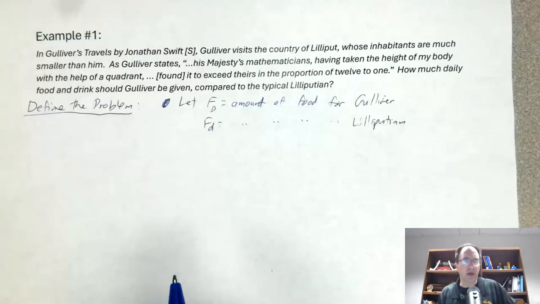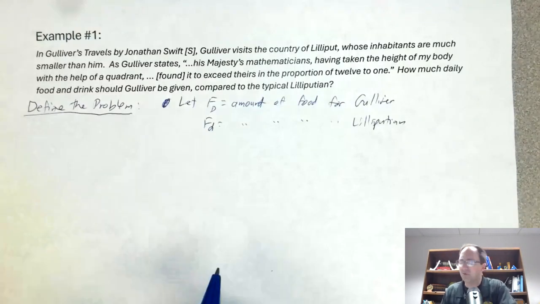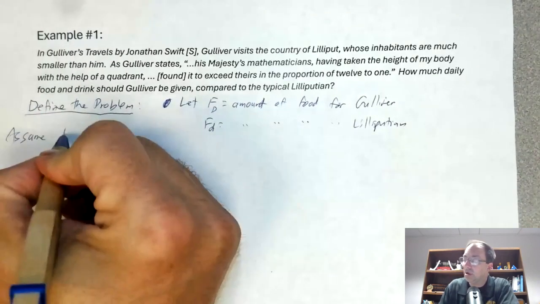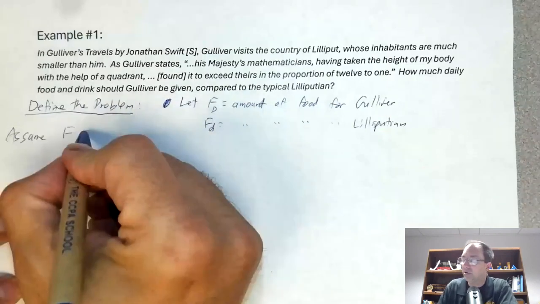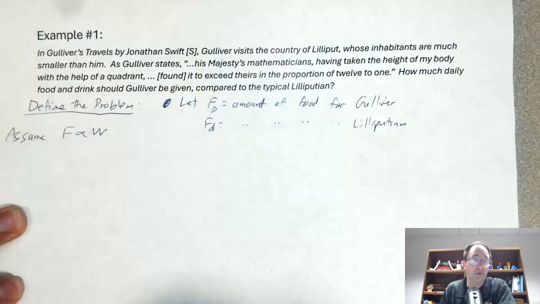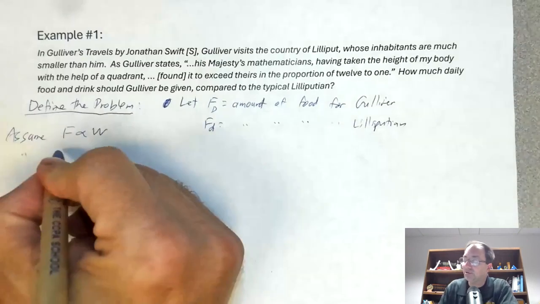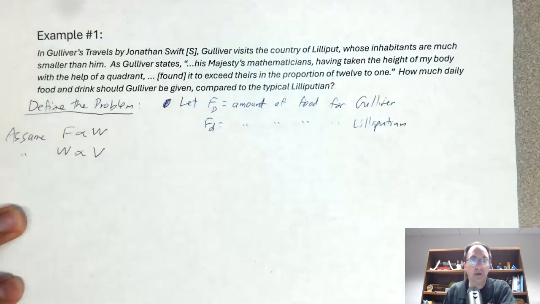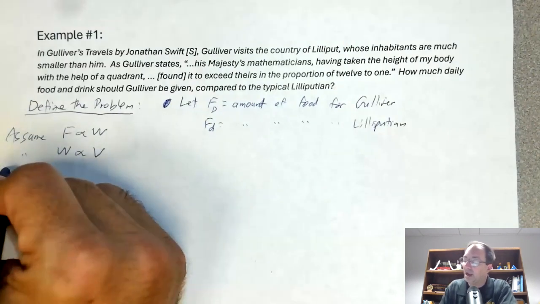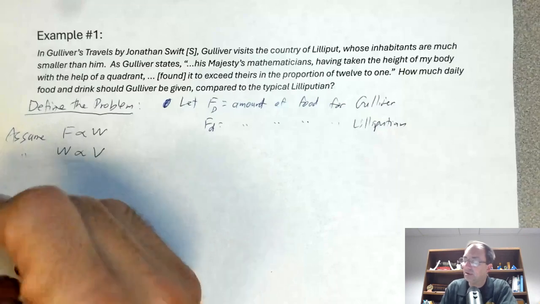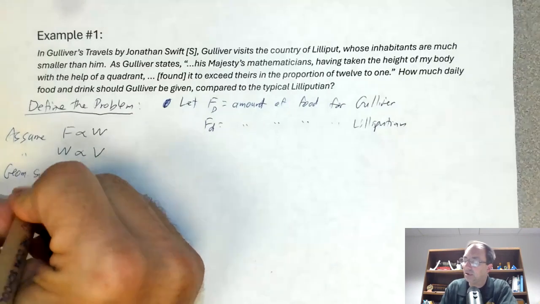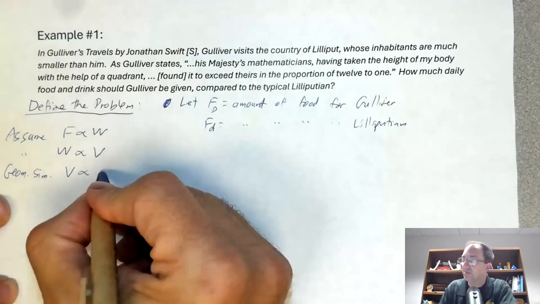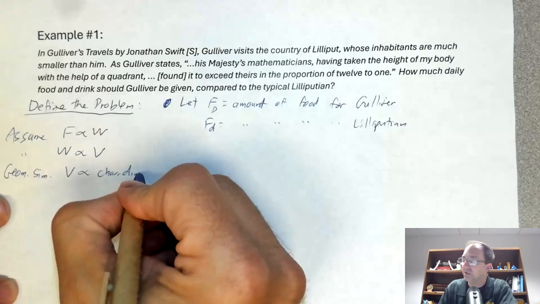And so what are some assumptions we can make involving these variables and some other variables that might be helpful? Well, one might assume that the amount of food for either is going to be proportional to the weight of the person. And we might also assume that the weight of the person is proportional to the volume. And then by geometric similarity, we know that volume is proportional to some characteristic dimension cubed. This is what we learned last time.